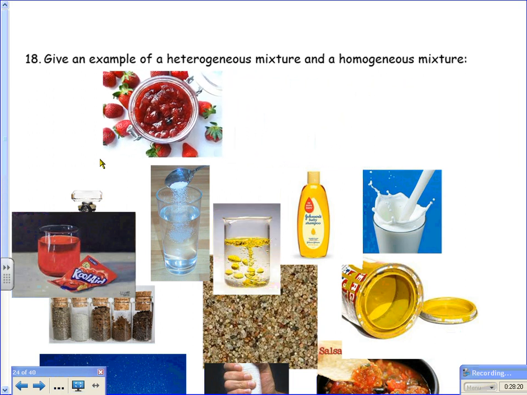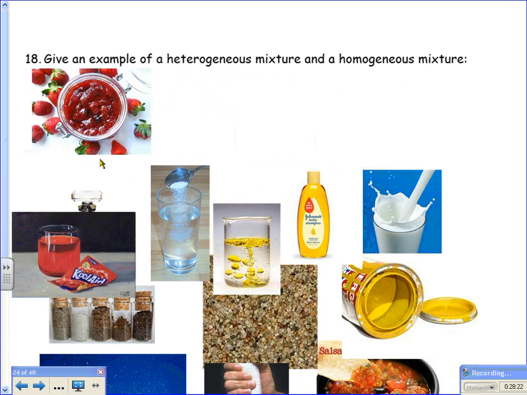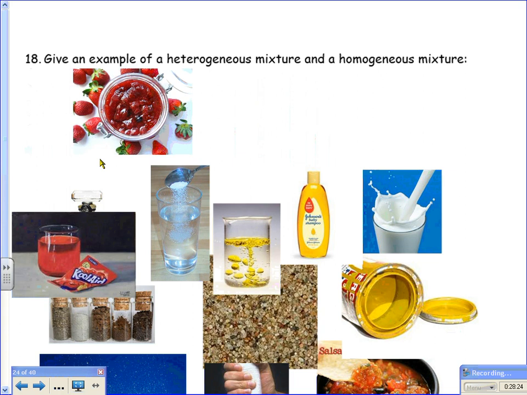So here we have some strawberry jam. That would be heterogeneous. You can see some of the pieces of strawberry in there. You can see something glossy and gooey-like in there. So we can see some or all of the parts of strawberry jam.